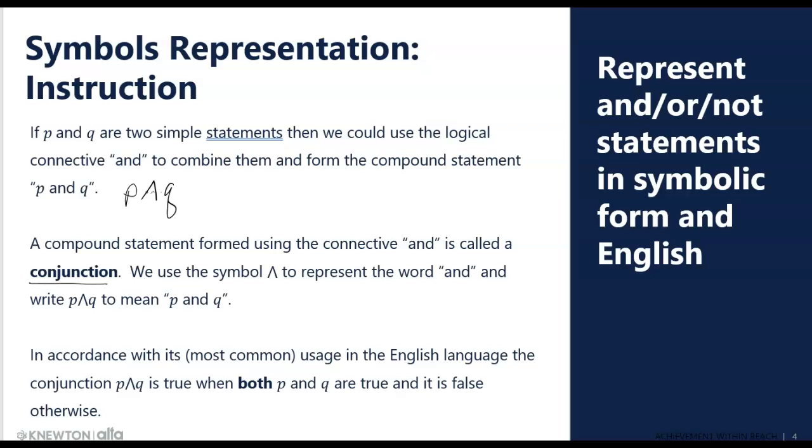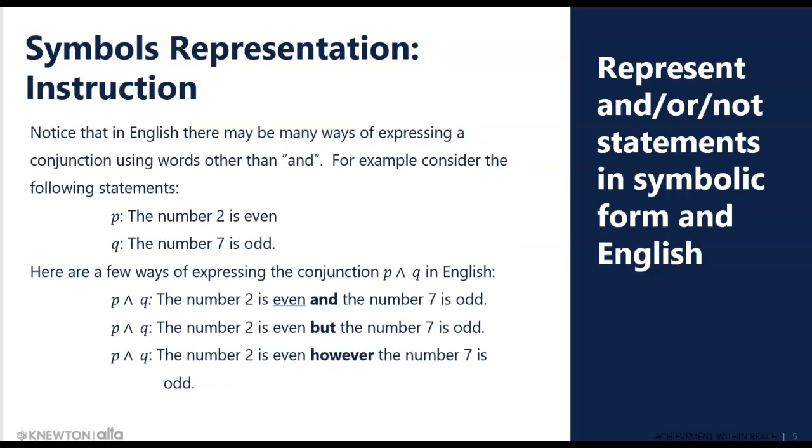It's true when this statement, P and Q, is only true if both P and Q are true. So if I say 2 is an even number and 5 is an even number, that statement's not true because 5 is not an even number. They both have to be true. Either side of that and has to be true for the whole statement taken together to be true.